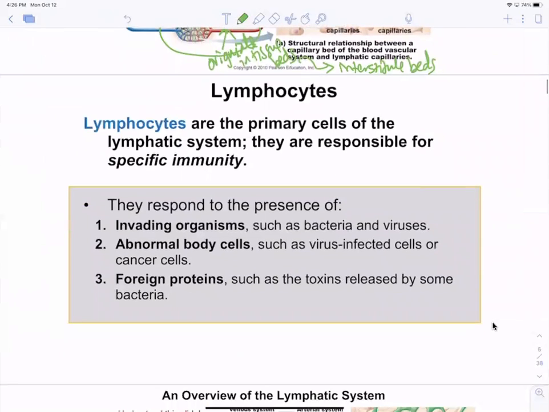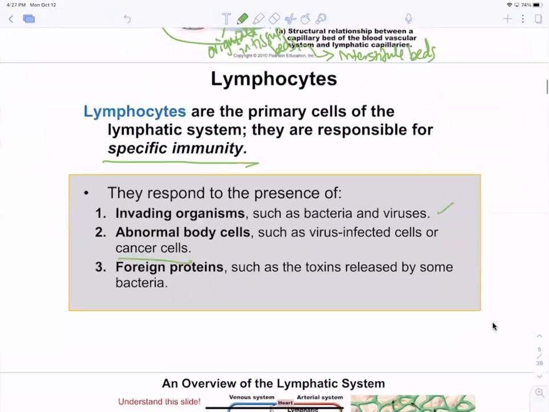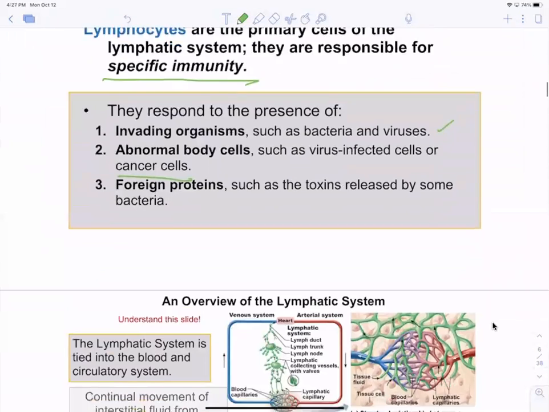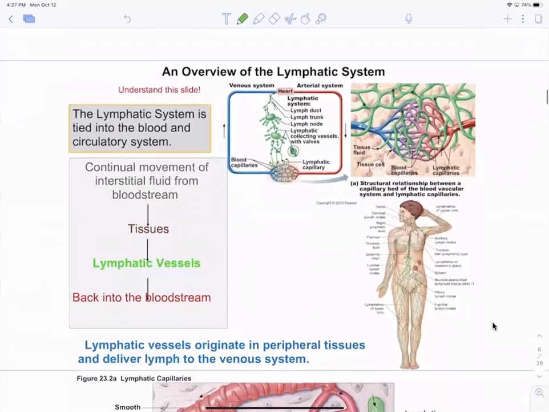Lymphocytes, primary cells, they are white blood cells. They're about half of the numbers of white blood cells you have. They're responsible for specific immunity. They basically take on bacteria and viruses, or virally infected cells called retroviruses, which can become cancerous cells. They also take care of proteins and toxins released by some bacteria.